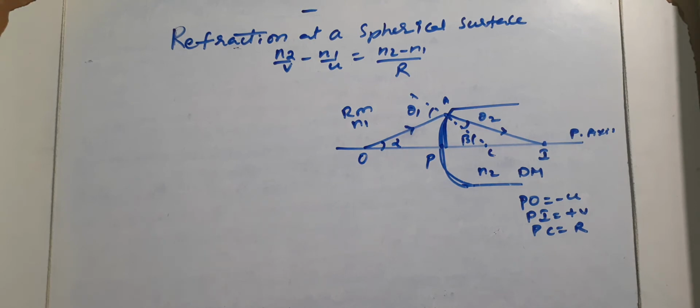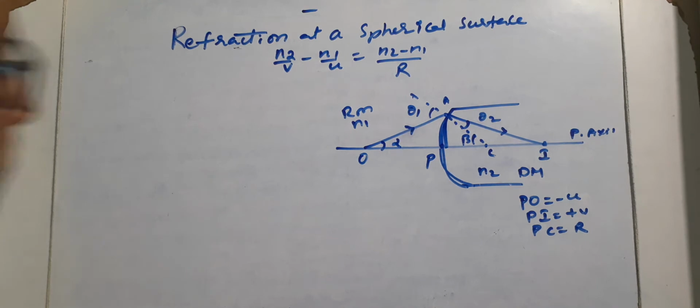So in this topic, refraction at spherical surfaces, we are going to derive the formula n2 by v minus n1 by u is equal to n2 minus n1 by r, that is, when the light is refracted through the curved surface of the denser medium. So how can we derive that formula?